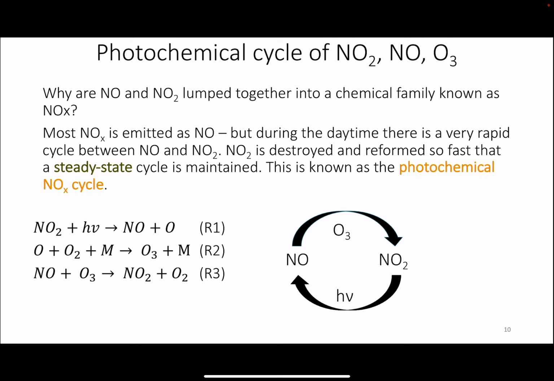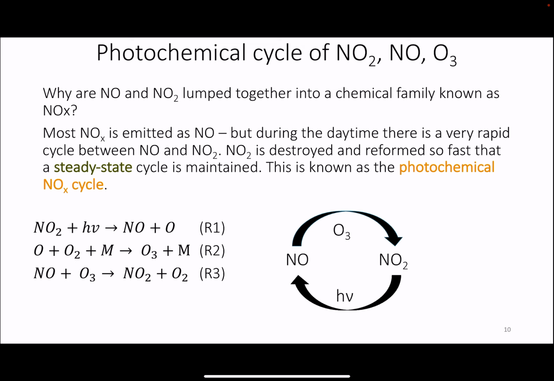So back to NOx chemistry. Why do we lump NO and NO2 together and refer to it as a chemical family known as NOx? There's a couple of chemical families in the atmosphere where we do this. The reason is that most NOx is emitted as NO, but during the daytime, there's really rapid cycling, sub-second rapid cycling between NO and NO2.